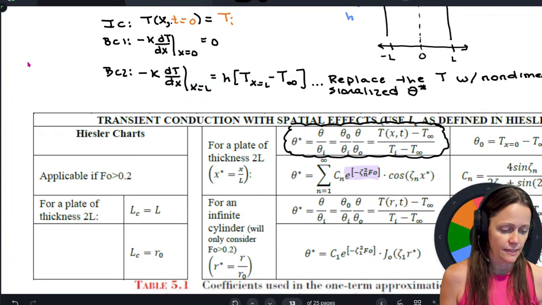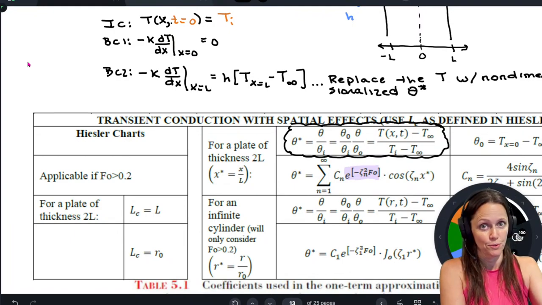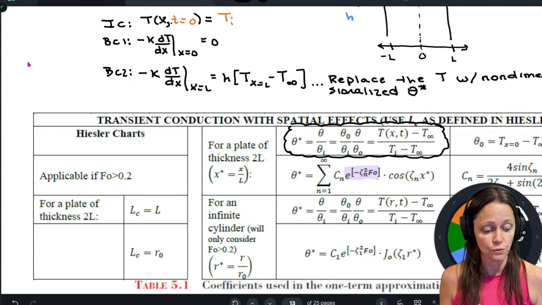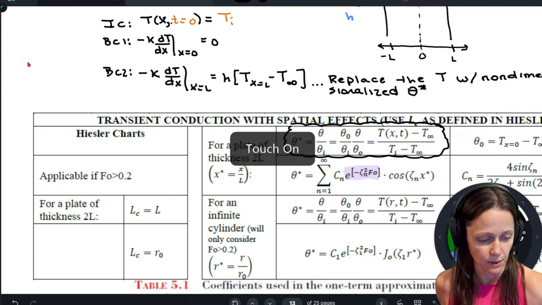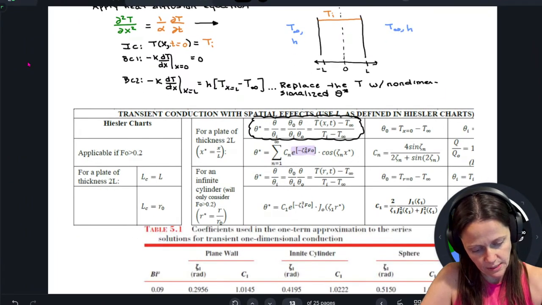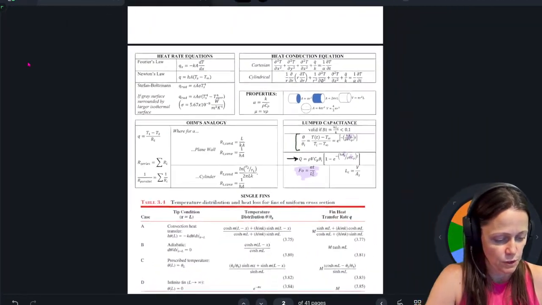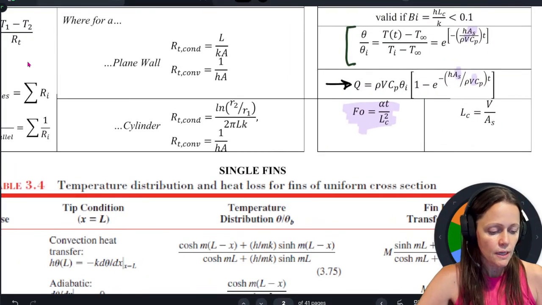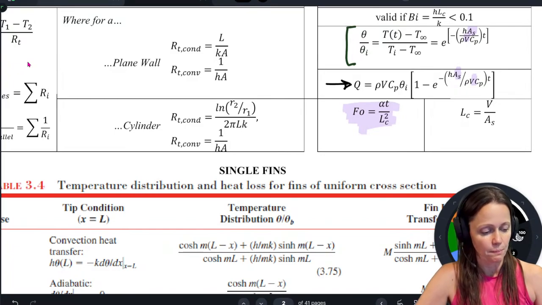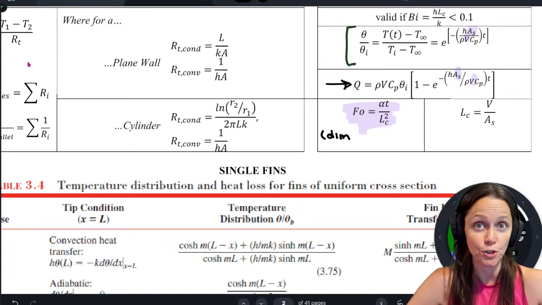So you've got this zeta n, right? Because it's a series solution, so you have term 1, 2, 3, 4, all the way up to n. So you have zeta n, and it's squared, and then you've got the Fourier number. The Fourier number is a dimensionless parameter. It's on the first page of your heat transfer packet. Your Fourier number is a dimensionless time. We had a dimensionless temperature, and we have a dimensionless time.